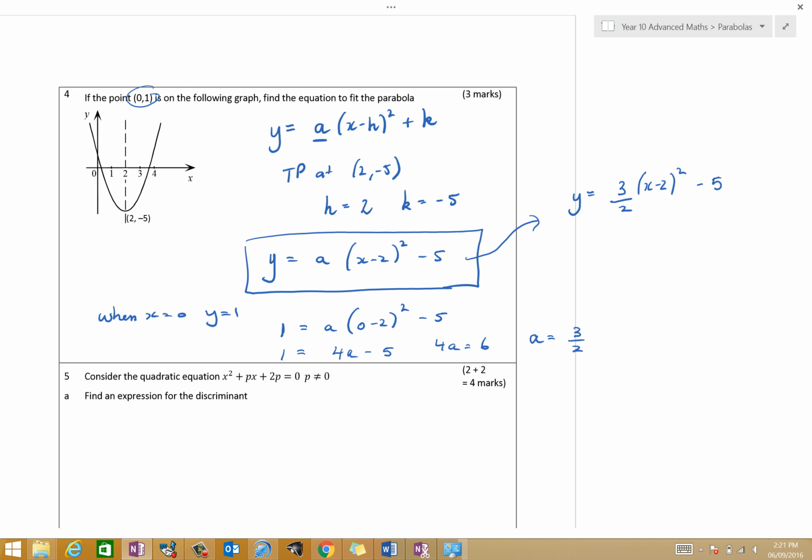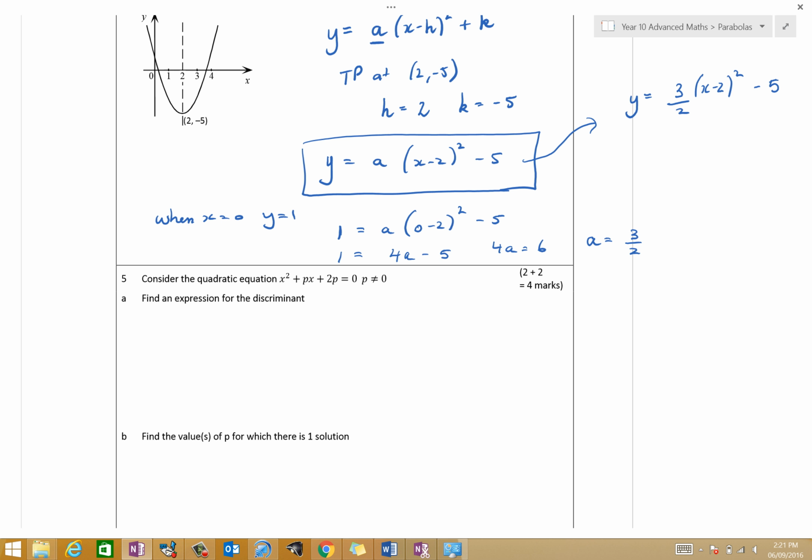Now, let me finish this one because I've only a few minutes left. It says here, consider this equation. Find an expression for the discriminant. What did we say the discriminant was? b² - 4ac? Yep. Now, b is the coefficient of x, so that's p. So let's write out what a, b and c are. a is equal to 1, b is equal to p, and c is equal to what? Is it 2? It's 2p.